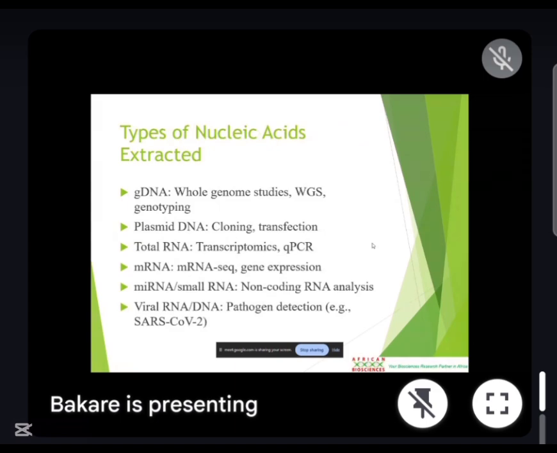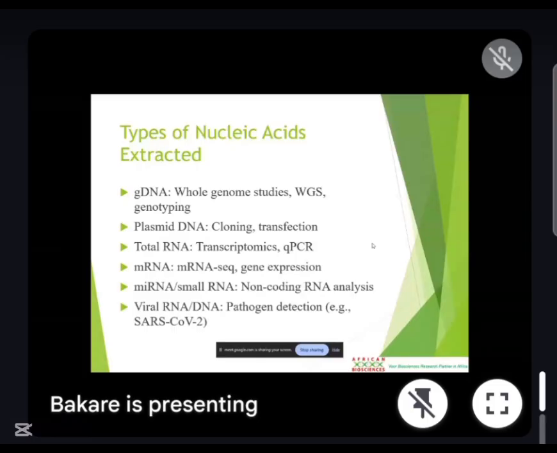The gDNA, that's the whole DNA. Like when you extract your DNA like this, that's your gDNA without doing anything there. So you can use it for your whole genome studies, if you want to do NGS, that's next generation sequencing, and then genotyping. We also have plasmid DNA, so we use this one for cloning and transfection.